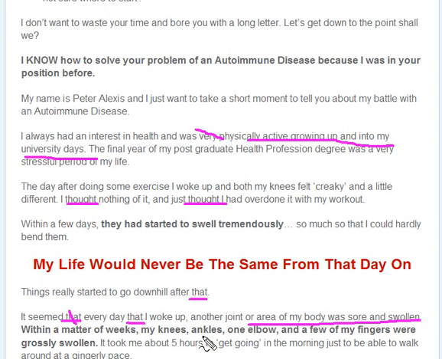Okay, "within a matter of weeks, my knees, ankles, elbow, and a few of my fingers were grossly swollen. It took me about 5 hours to get going in the morning, just to be able to walk around at a gingerly pace." Try to use a different word for swollen as well. Again, telling your story, you're trying to build empathy, which is very good. All I'm critiquing here is how you tell that story, and really you want to try to show and not tell.